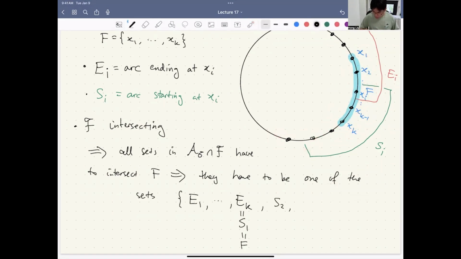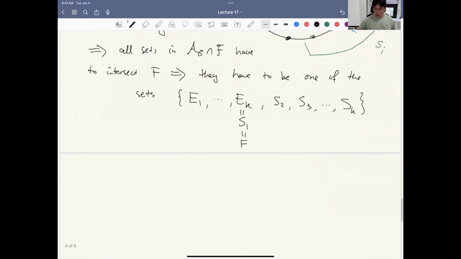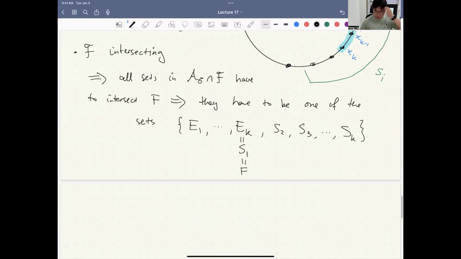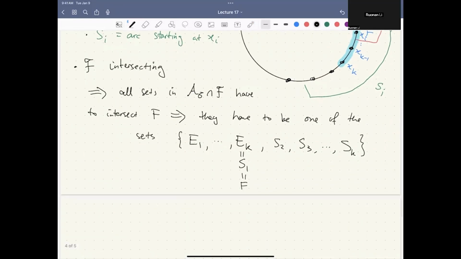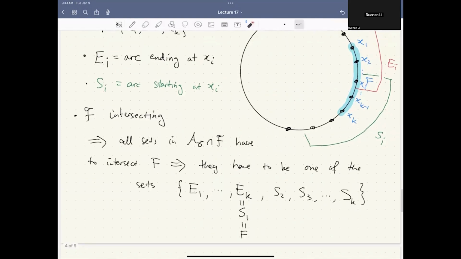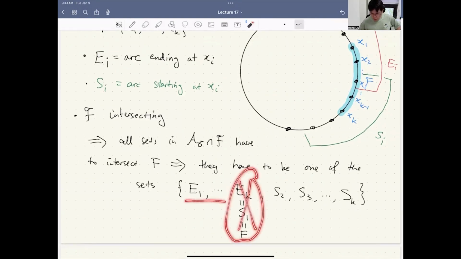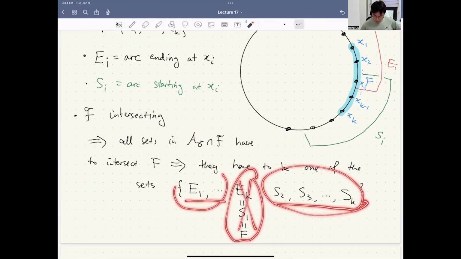S2, S3, SK. So it has to be one of these sets. How many sets in there? Well, this is our set F. So let's forget about this. Let's look at here. There are K minus 1 here.